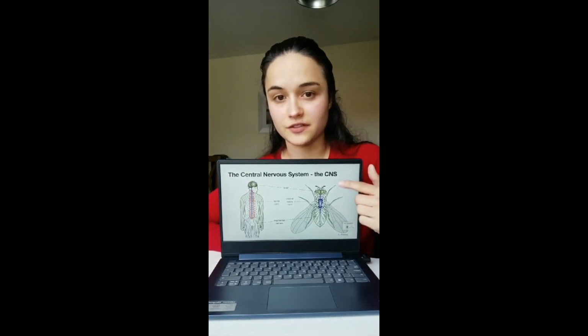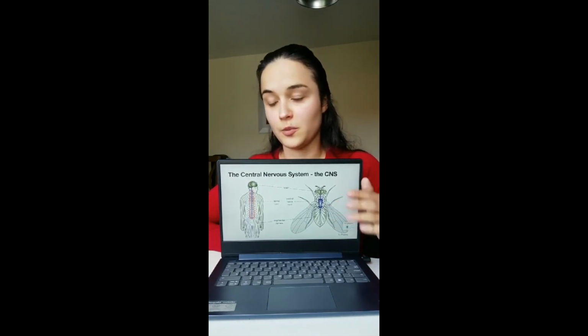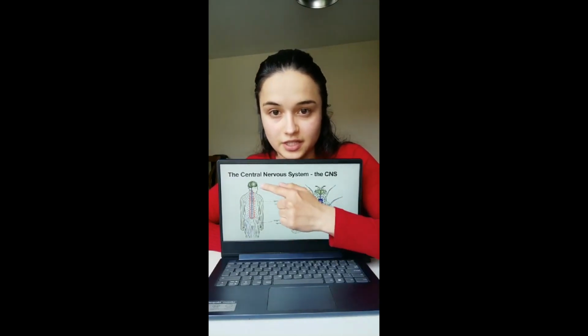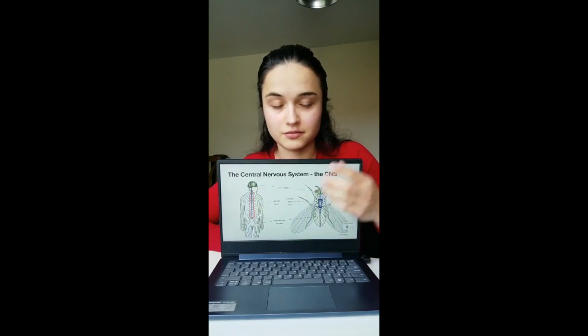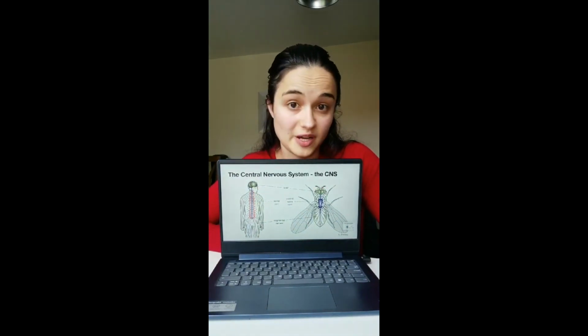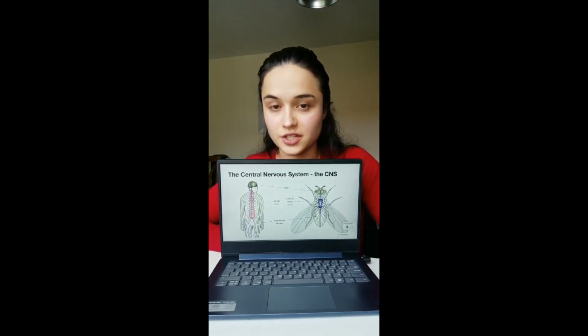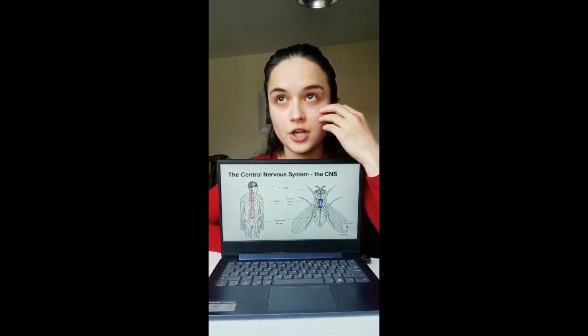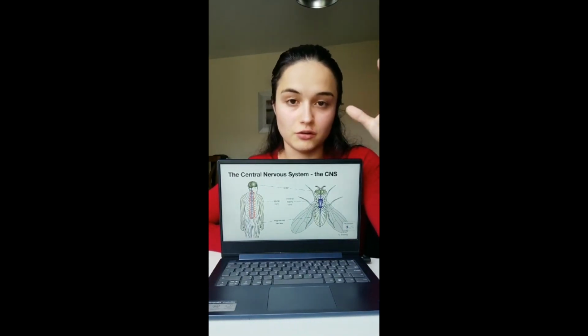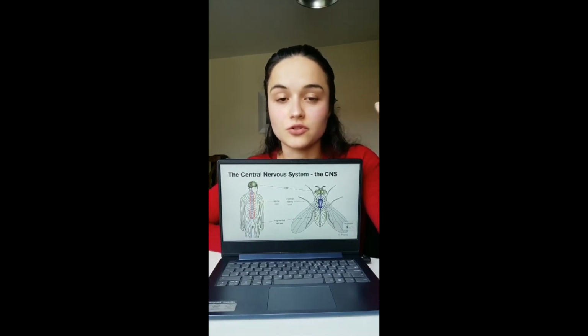And the central nervous system in human beings is comprised of the brain, so that's here, the brain, and the spinal cord, which is just this tube which goes along our spine, basically. And this is the central nervous system, the part of the nervous system that's responsible for the production of those signals. So that's where the signals originate from, our brain.